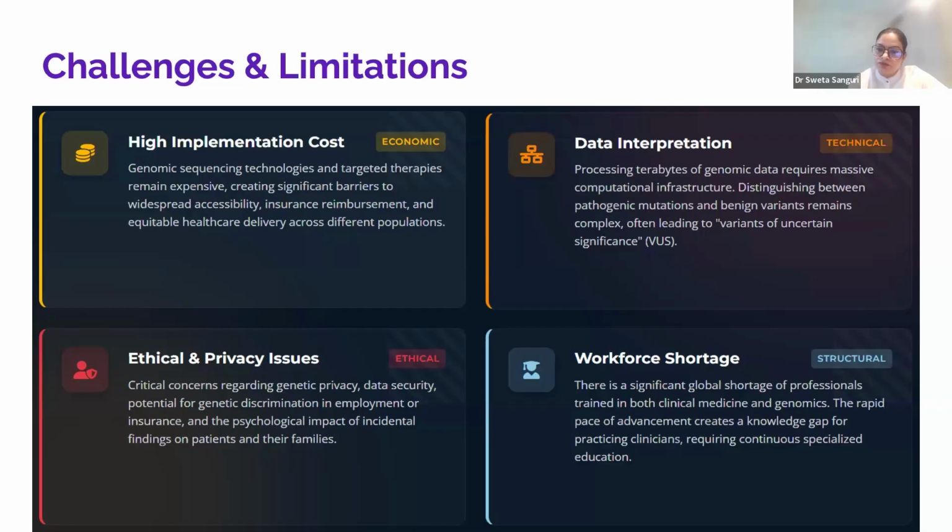And workforce shortage. There is, of course, a shortage of professionals who are trained in both clinical medicine as well as genomics. We will generate a lot of data, but if there is no one to decode that data, it won't make any sense. So even if Reliance gives us a test for 1000 rupees and we all go and get the test done, the question is, will we all get the significant results that we need? That is a question that we have to ask.